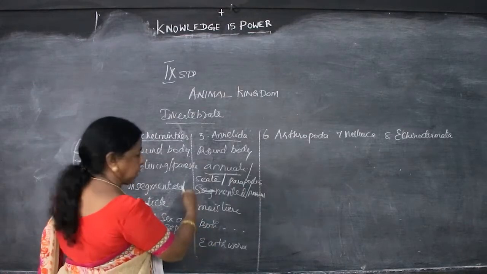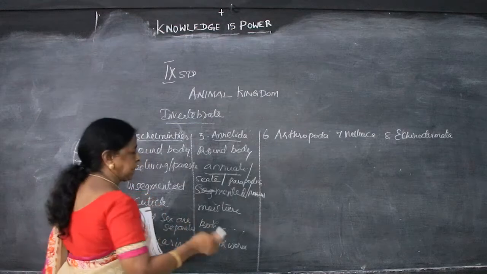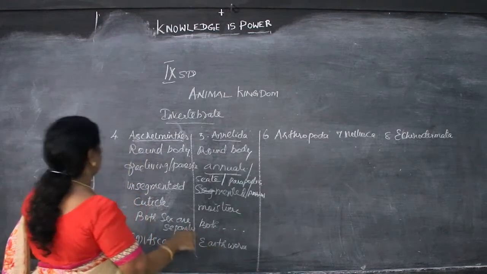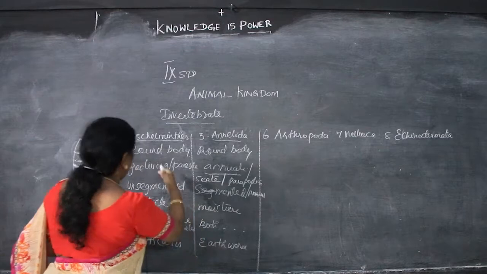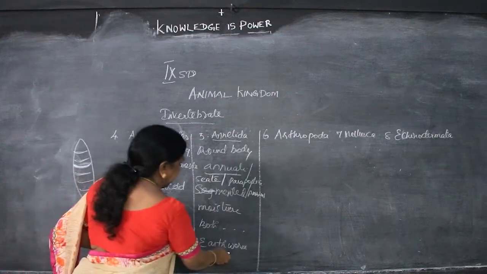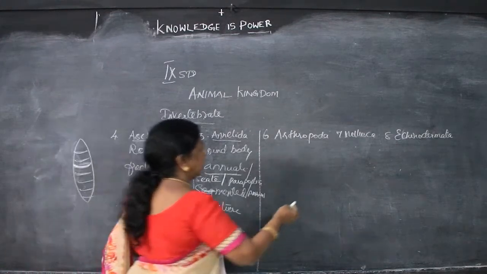So, the skin is moist. Both the sexes can be separated. This is hermaphrodite; hermaphrodite means when both sexes are in one organism, that is hermaphrodite. Next to Annelida we have to go for Arthropoda.